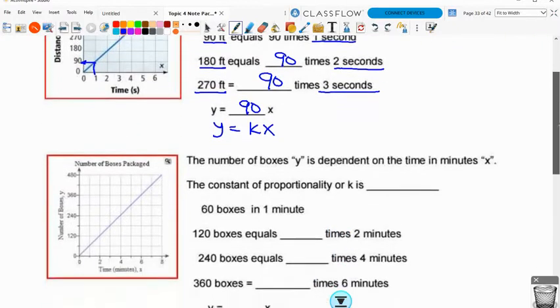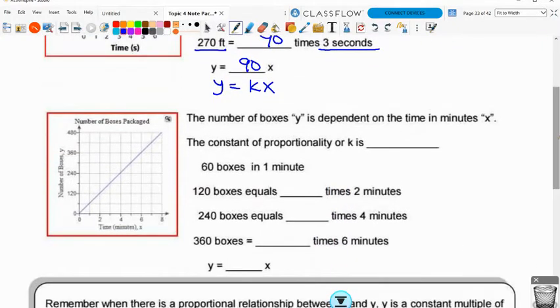Similarly, in our example underneath, we can see that this is the number of boxes packaged. We have the time in minutes along the x-axis, and we have the number of boxes along the y-axis. And once again, our graph is showing a straight line, and it's passing through our origin, so we know that this is a proportional relationship. And once again, we're going to look for that constant of proportionality, k. K again equals y over x. And for the unit rate, the denominator needs to be a 1.